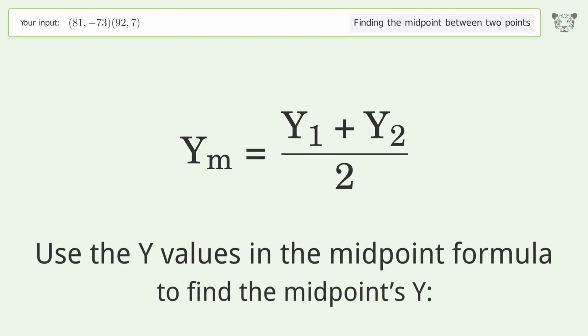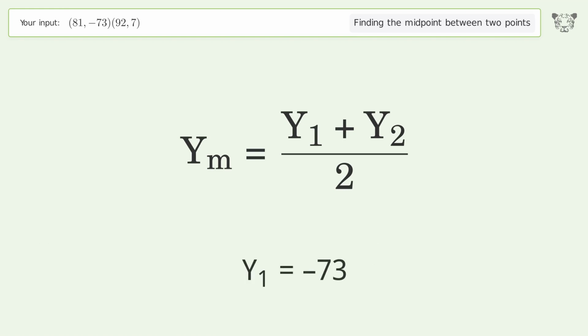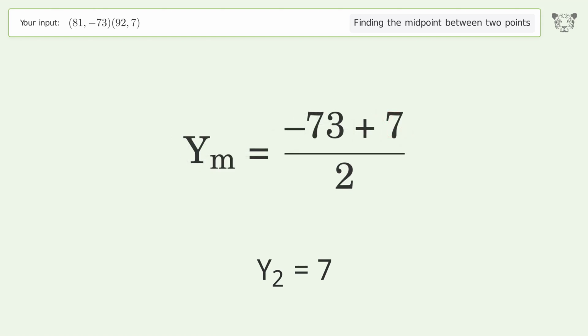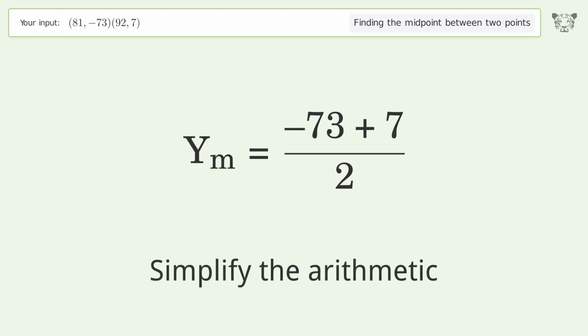Use the y values in the midpoint formula to find the midpoint's y. y1 equals -73. y2 equals 7. Simplify the arithmetic.